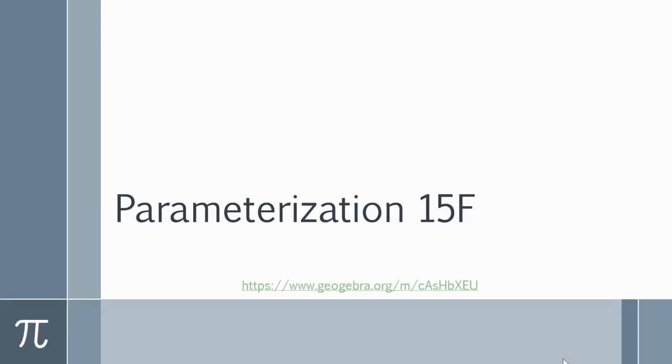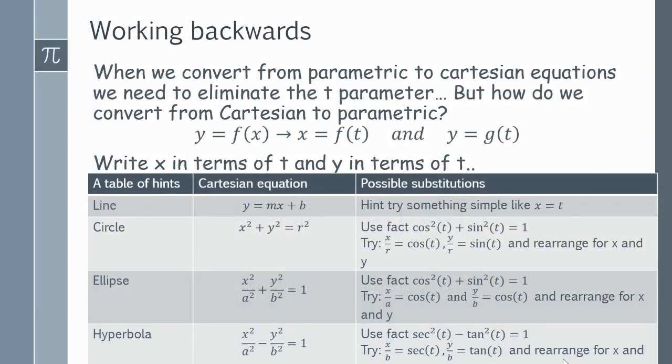Parameterization 15F. This is the second part of this exercise. So today we're going to work backwards. We know to convert from parametric to Cartesian, we need to eliminate the parameter t. But how do we convert from Cartesian to parametric?